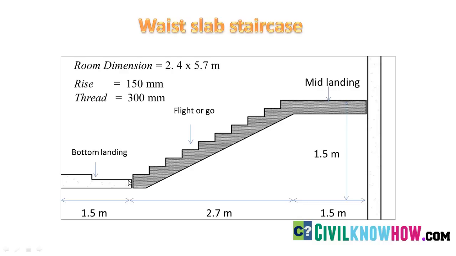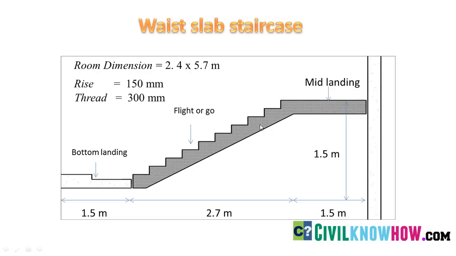In this figure you can find that the first flight of stair is divided into three different parts. The first one is the bottom landing, which has a span of 1.5 meter. The second one is a flight or a go, which has a span of 2.7 meter, and it consists of a waist slab and the steps assigned on it. For the steps, the rise and the tread are 150 mm and 300 mm respectively. The next part is a mid landing, about 1.5 meter from the floor level, with a span of 1.5 meter.